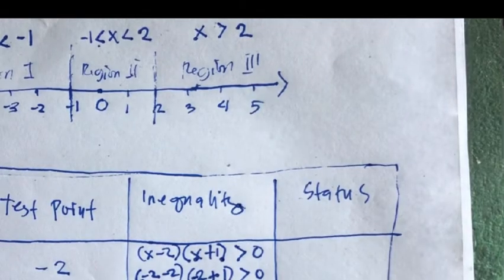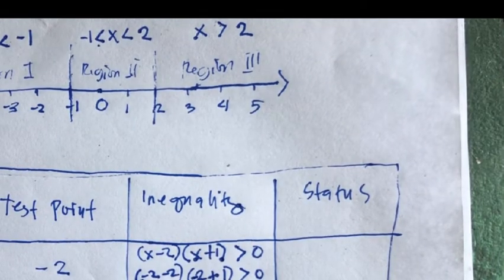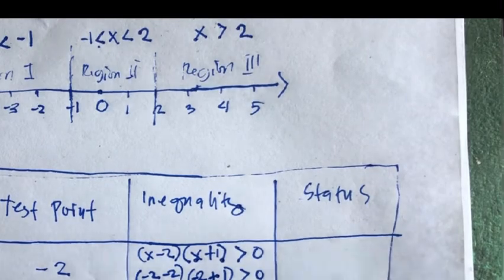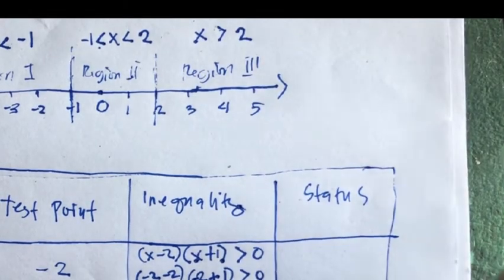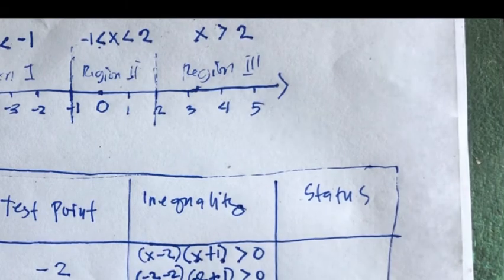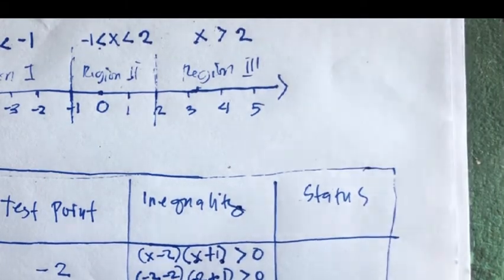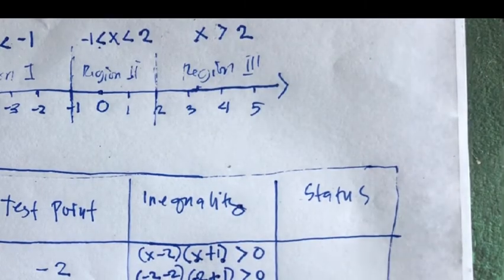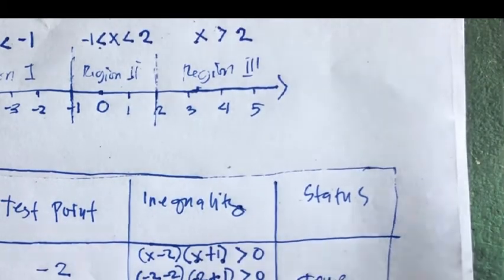Okay, so we already substituted negative 2 to our variable x. That's negative 2 minus 2, that's negative 4. And negative 2 plus 1, that is negative 1, is greater than 0. So negative 4 times negative 1, that's 4. Copy the inequality and then 0. So is 4 greater than 0? True or false? Okay, that is true, of course.